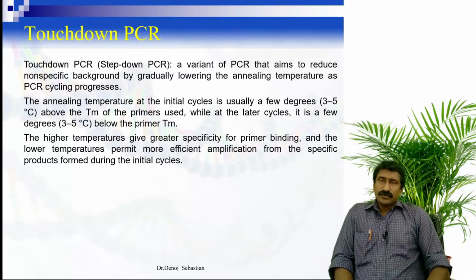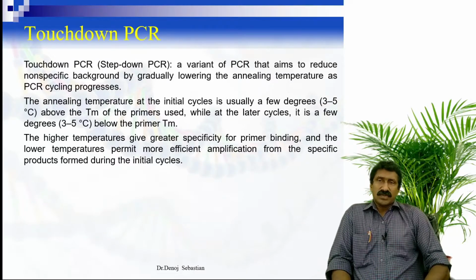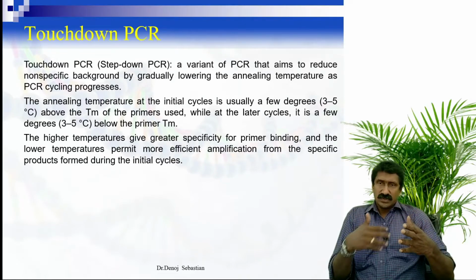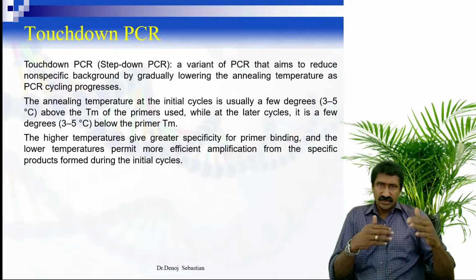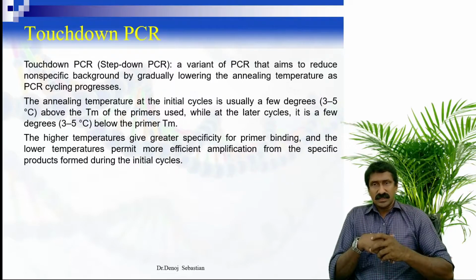So now we will start with the next PCR, that is touchdown PCR. Touchdown PCR, also known as step-down PCR, is a variant of the PCR that aims to reduce non-specific background by gradually lowering the annealing temperature as PCR cycles progress. So it starts with a high annealing temperature initially, and during the subsequent cycles, it continuously brings down the annealing temperature, and that is why it is known as touchdown PCR.